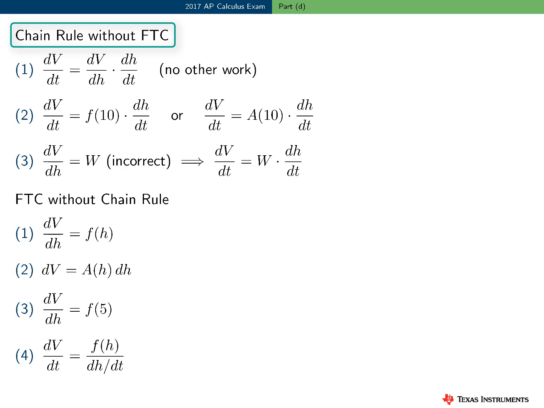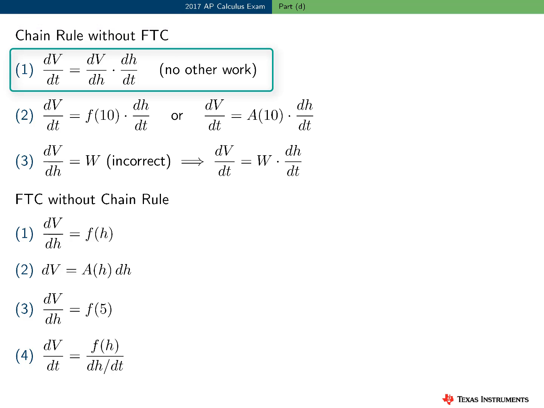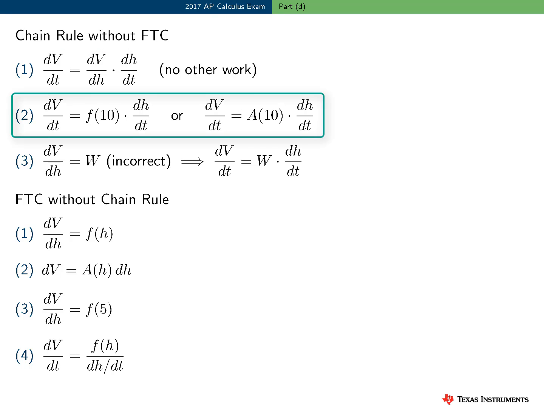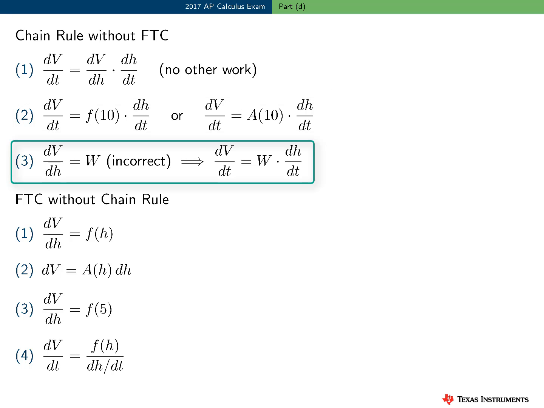Here are some examples of the chain rule without the fundamental theorem of calculus, and each of these would earn 1 point. In the first example, the student hasn't used the FTC to present an expression for dV/dh. In the next example, the student has not applied the FTC correctly, but there is evidence of the chain rule. And in example 3, w represents some other function the student has presented. There is just enough evidence of the chain rule, but not the fundamental theorem of calculus.